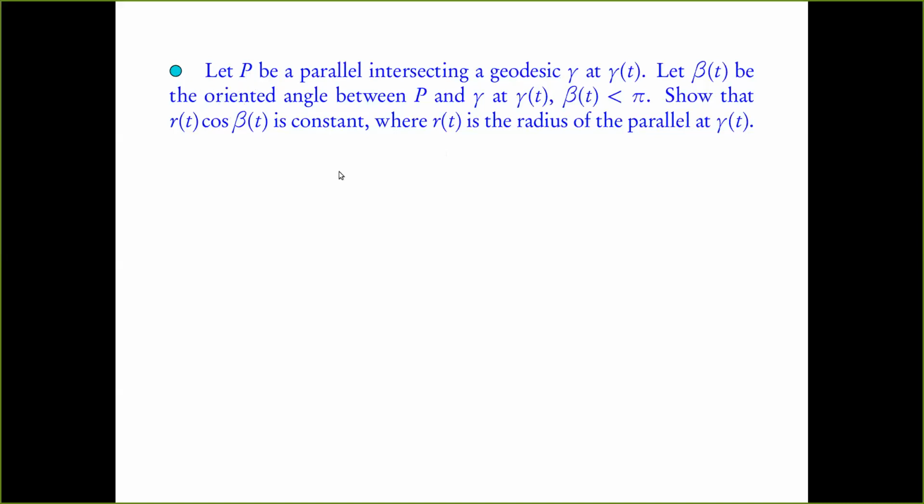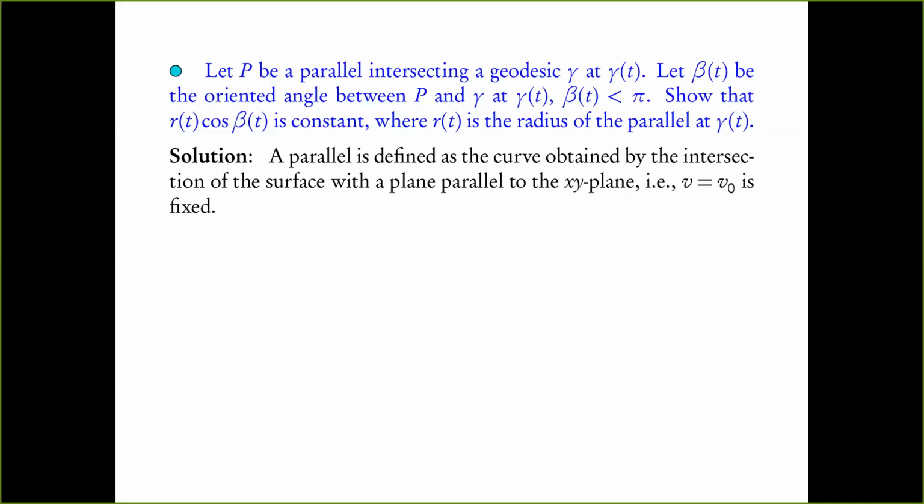Let beta be the oriented angle between the parallel and the geodesic. You have to show that r of t times cosine of beta of t is a constant, where r of t is the radius of the parallel at gamma of t. So r of t is simply going to be f of v of t, because f of v of t is the radius of the circle placed at height g of v of t. All right, so that's the setting.